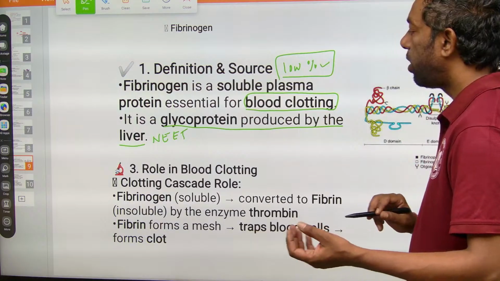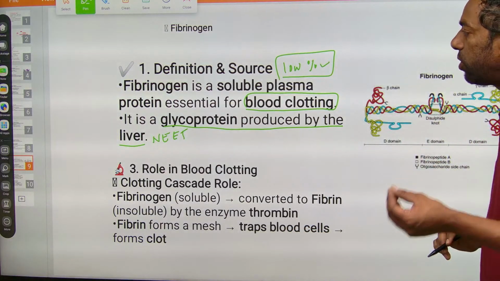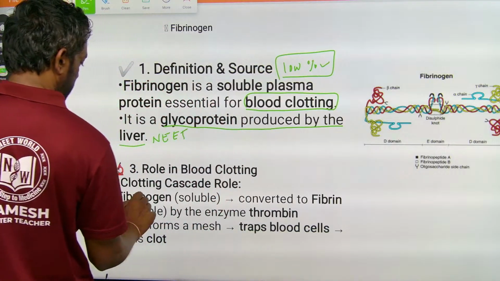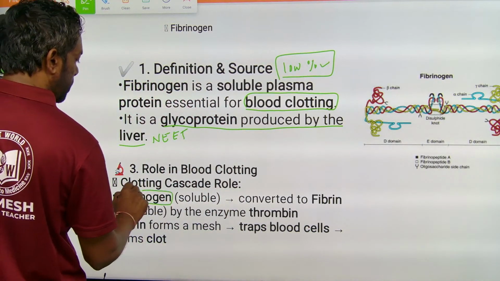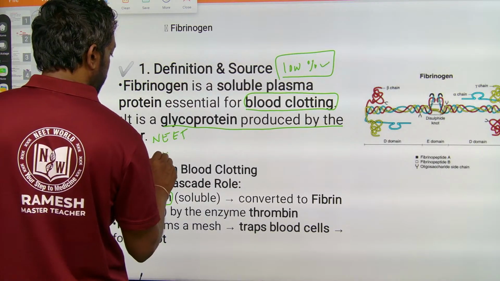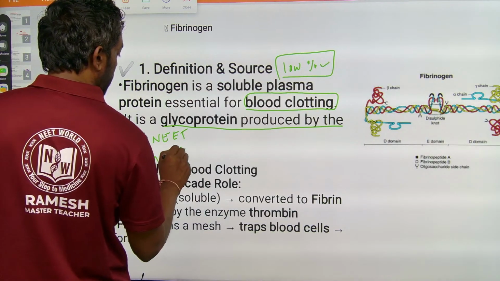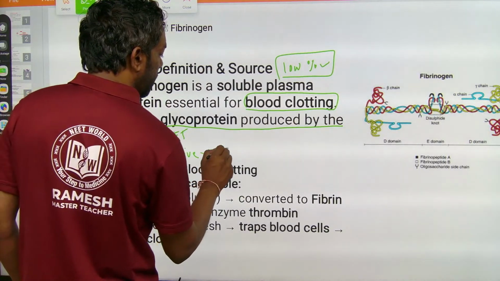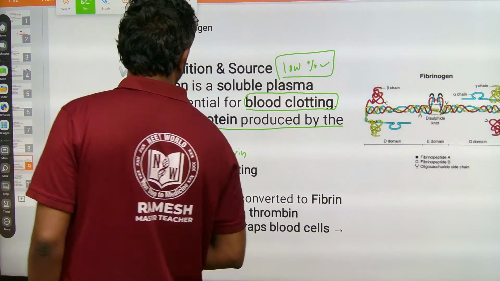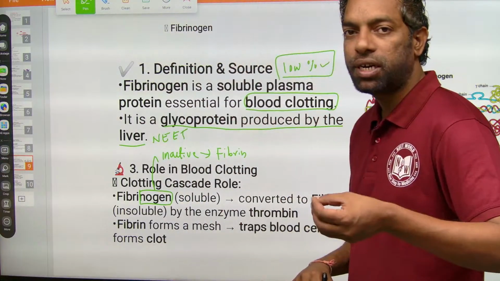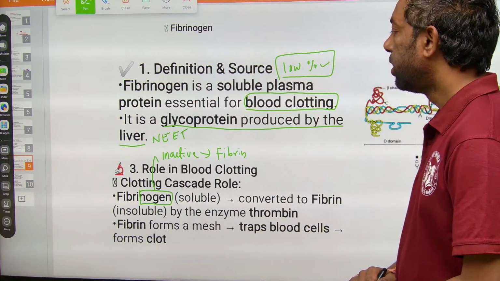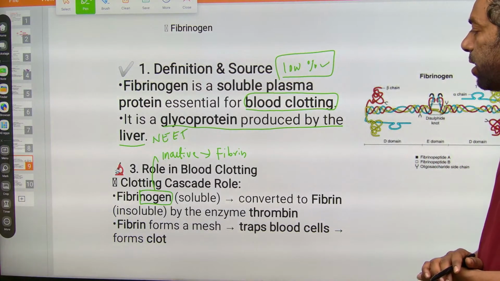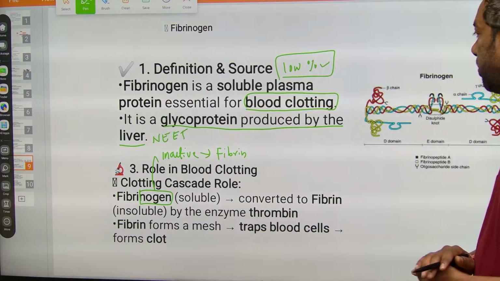Regarding the role in blood clotting, "nogen" means inactive. The inactive form turns into the active form, which is fibrin. Fibrinogen is a soluble protein and it is converted into fibrin. Fibrin is insoluble.